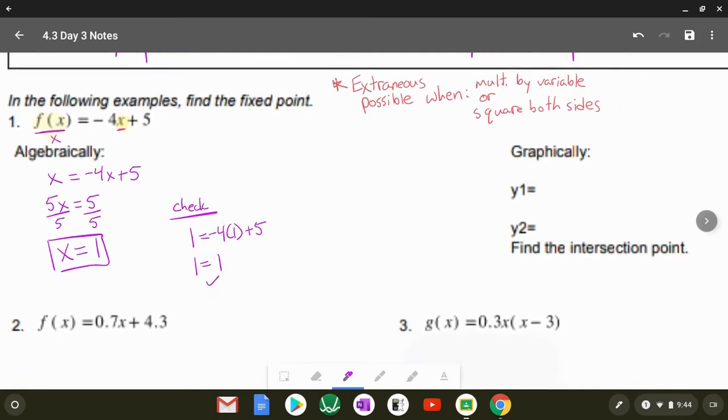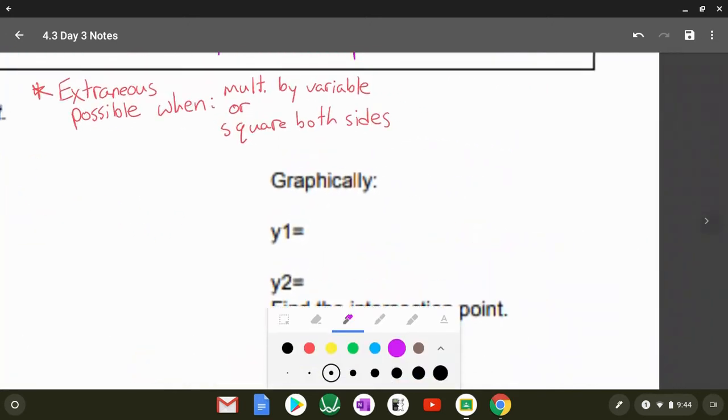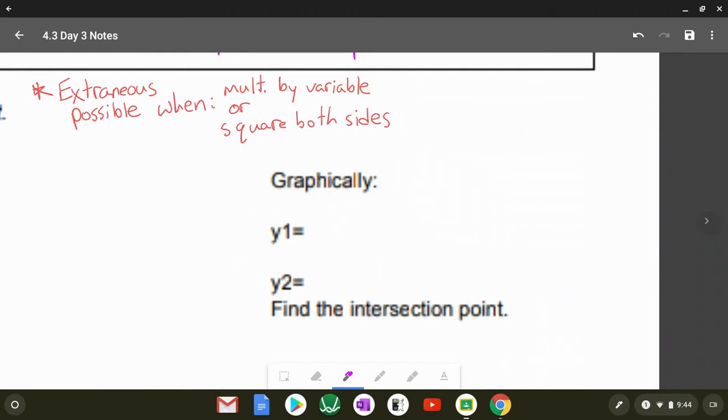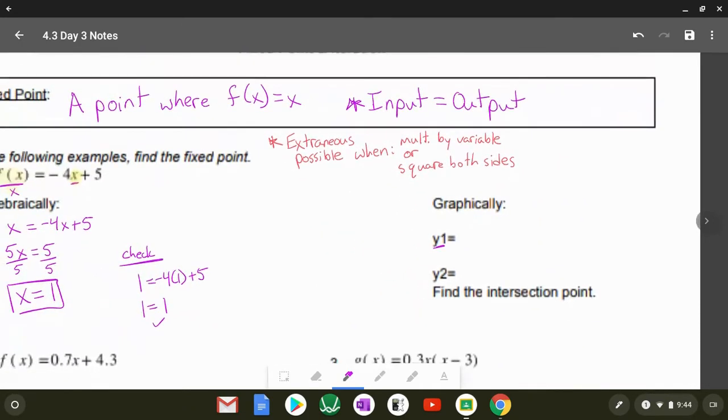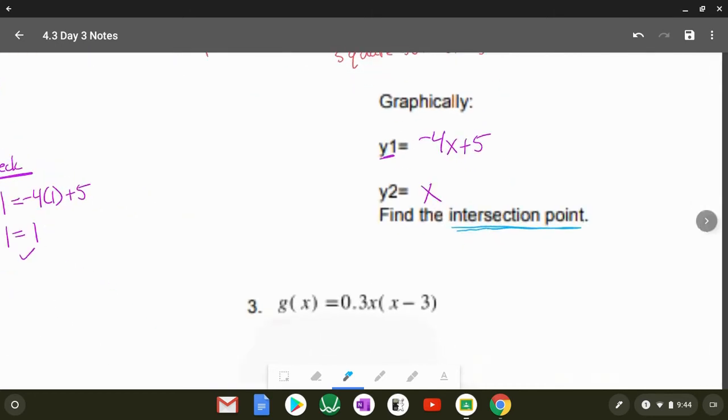Now, graphically, the other way we can look for these fixed points is graphically. On your calculator, you're just going to plug in for y1 the function. So we're going to plug in -4x plus 5. And then for the y2, we're just going to plug in x. And then what you want to do here is find that intersection point. So once you graph on your calculator, we want to graph both of those as y1 and y2.